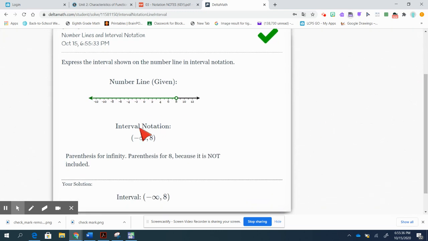All right, just to look at that again, we know anytime we have positive or negative infinity, that will not be included. So we have to use our parentheses. And we also use parentheses for 8 because we have an open circle. For a closed circle, we would have used the hard bracket.